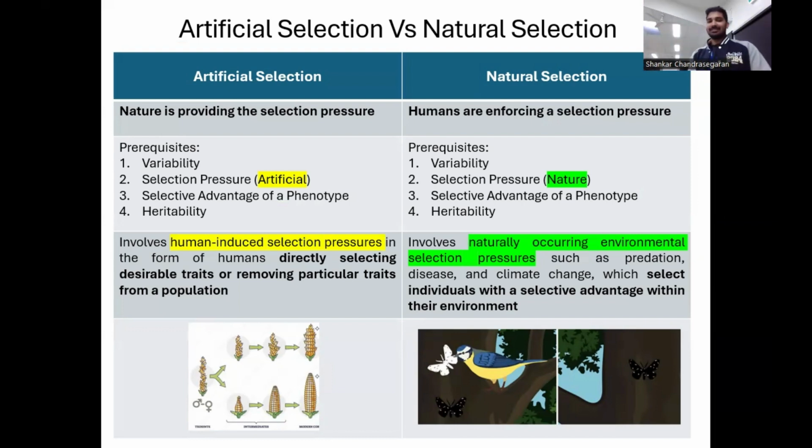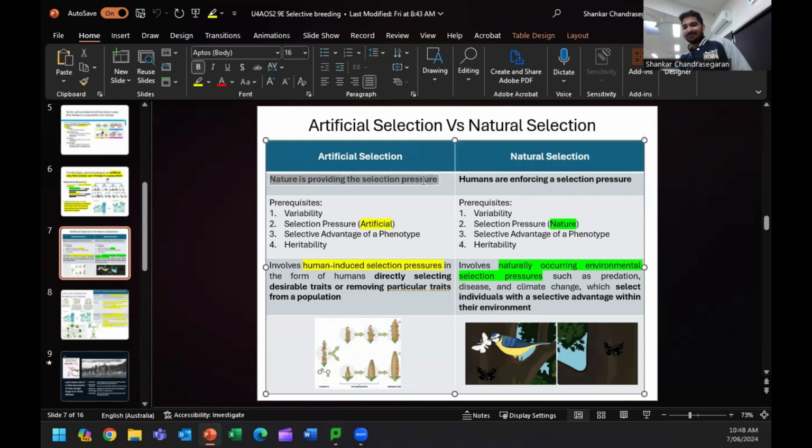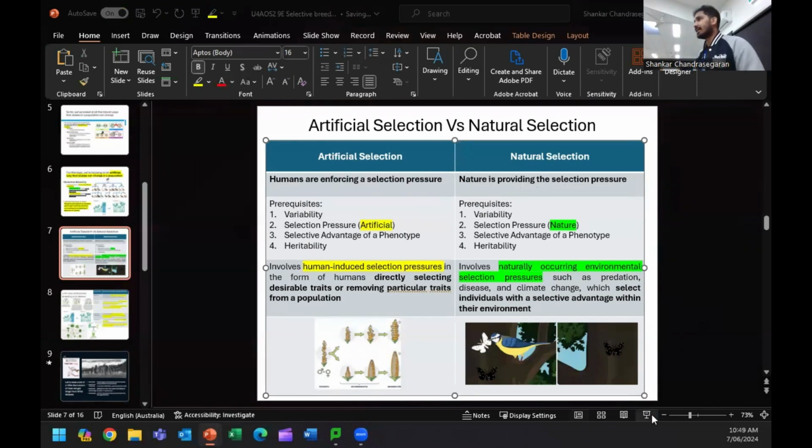Wait. That's my mistake right here. This needs to go there, that needs to go here. Sorry about that.